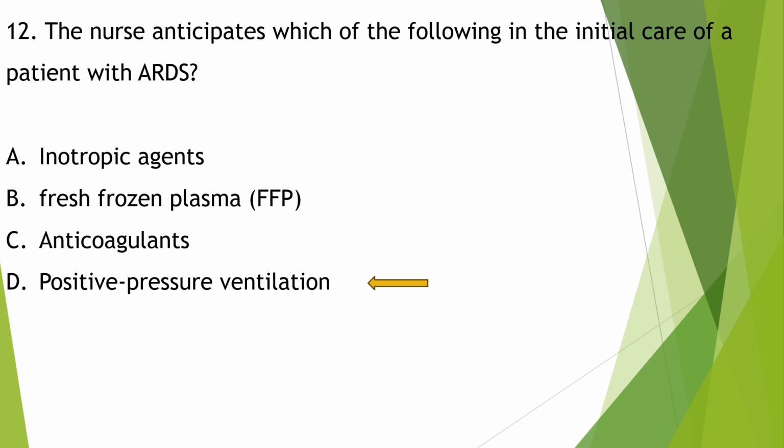If we are giving this positive pressure ventilation, it will open the alveoli and improve the gas exchange. Inotropic agents may be necessary if the patient experiences hemodynamic instability. FFP and anticoagulants are not required.